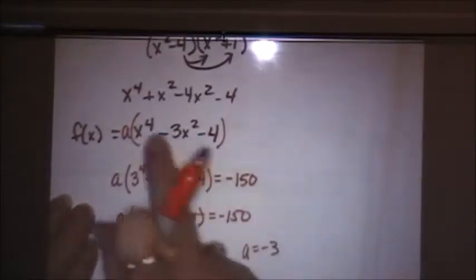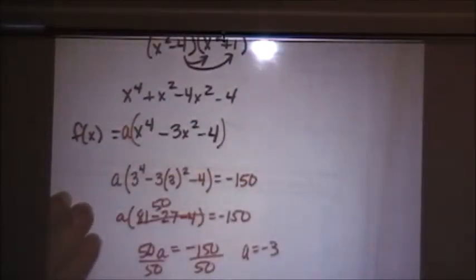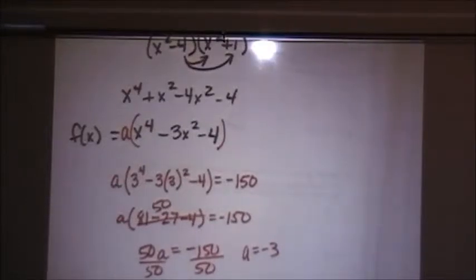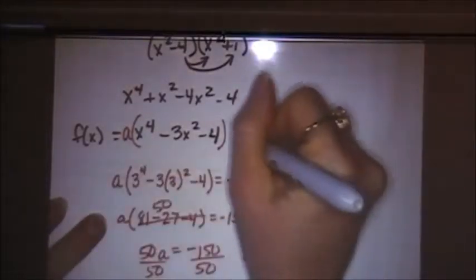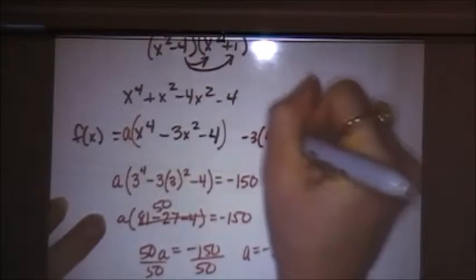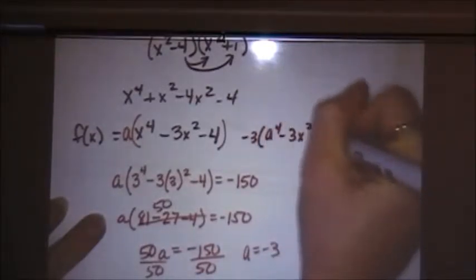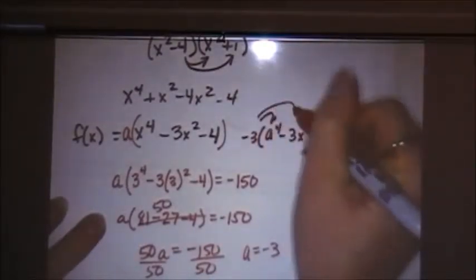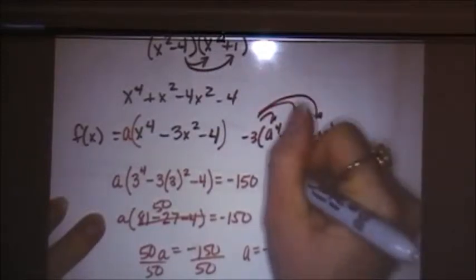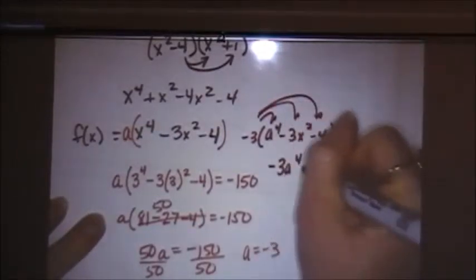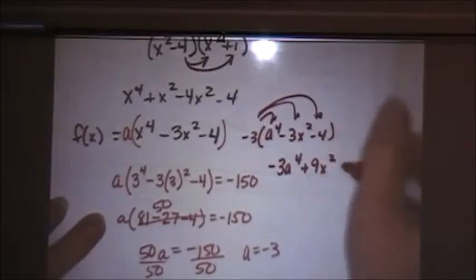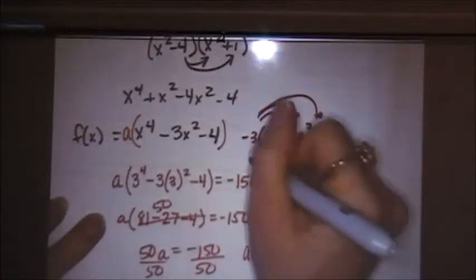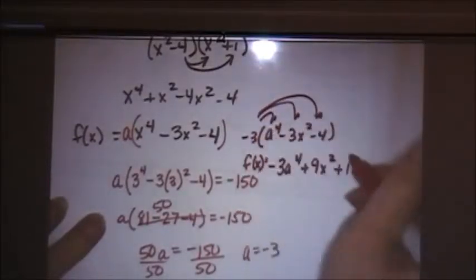So I'm going to go back to right here, and I'm going to plug in that -3. -3 is going to go right here. So -3 times x to the 4th minus 3x squared minus 4. And now you just distribute that through. So I get -3x to the 4th plus 9x squared plus 12. That is my final f of x.